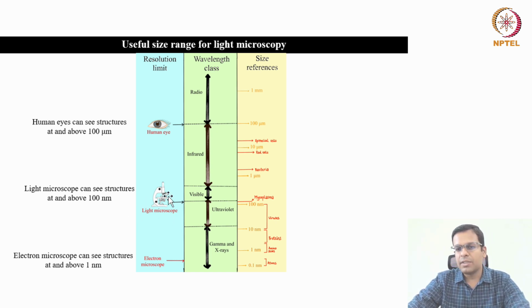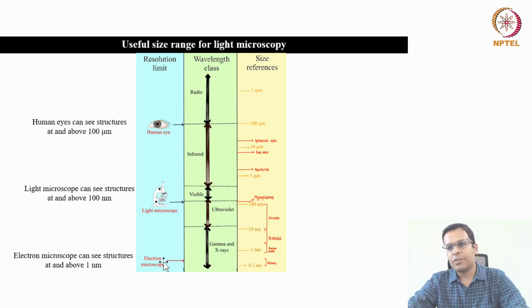So see what you can see using a light microscope. Using a light microscope or the fluorescence microscope, you can see mycoplasma, bacteria, red cells, epithelial cells, so any kind of cells or tissues. But what you cannot see using a light microscope are viruses, proteins, amino acids, and atoms. For seeing these amino acids, proteins, and viruses, you need an electron microscope.